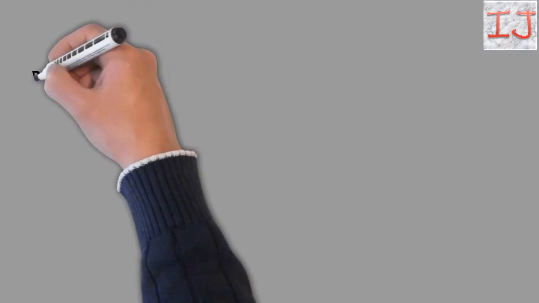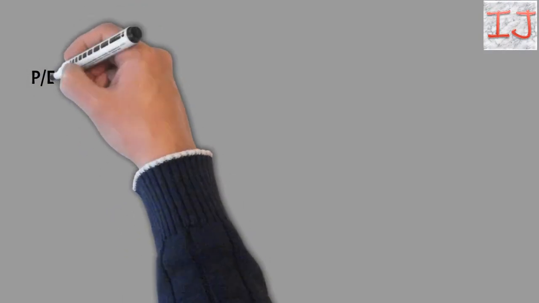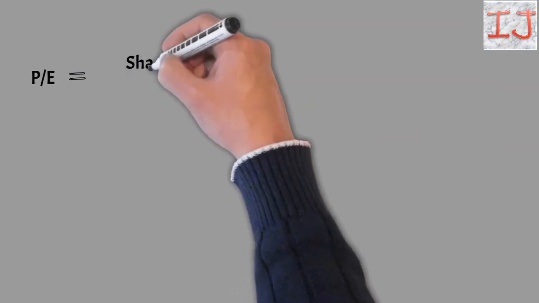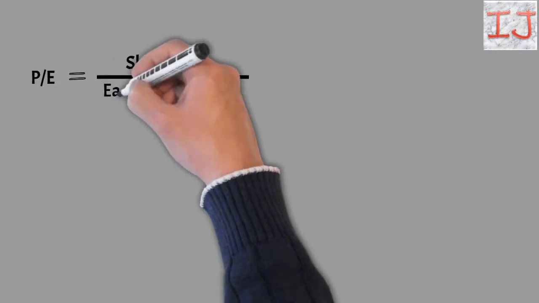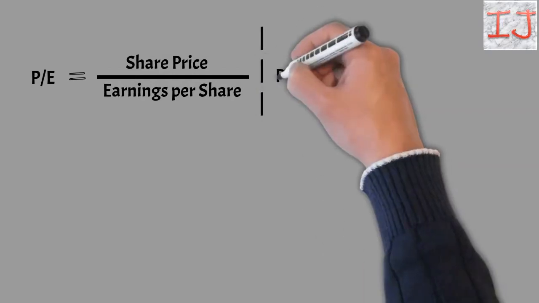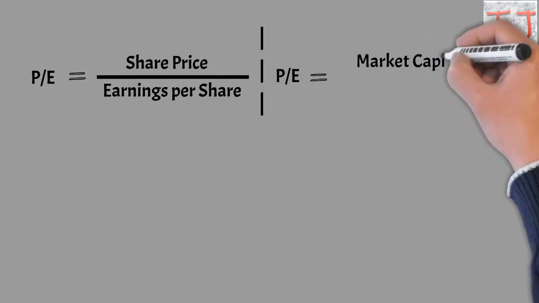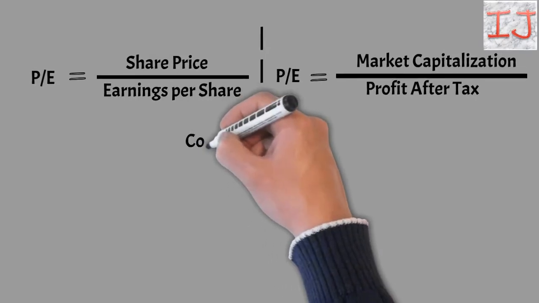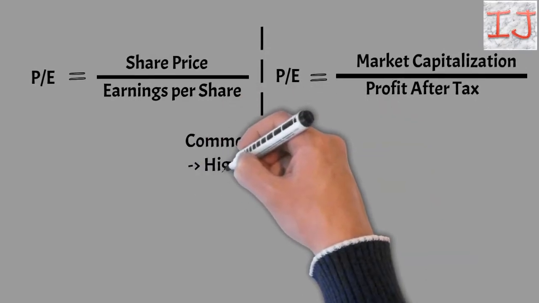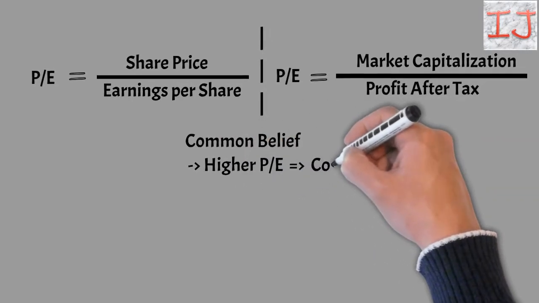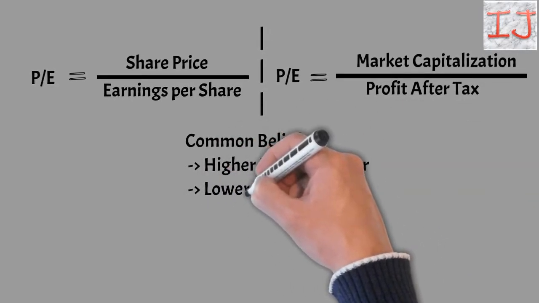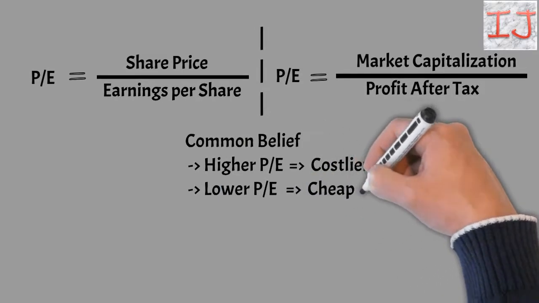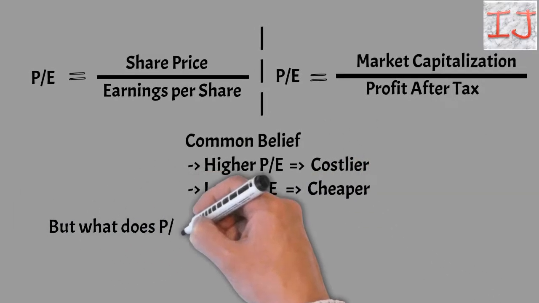So, most of us know that PE is nothing but price to earning ratio, which is calculated by dividing the share price by the earning per share, or it can be calculated by dividing the market capitalization by profit after tax. PE is considered to be an indicator of value of a company. Companies trading at a higher PE are considered to be costlier, and companies with a low PE are considered to be cheaper ones. But what does PE represent?